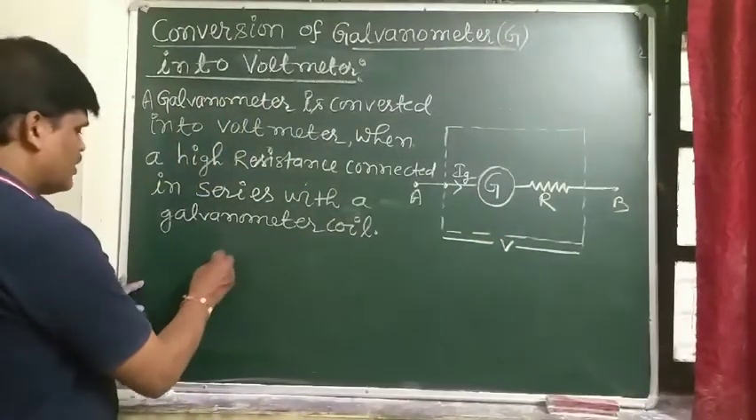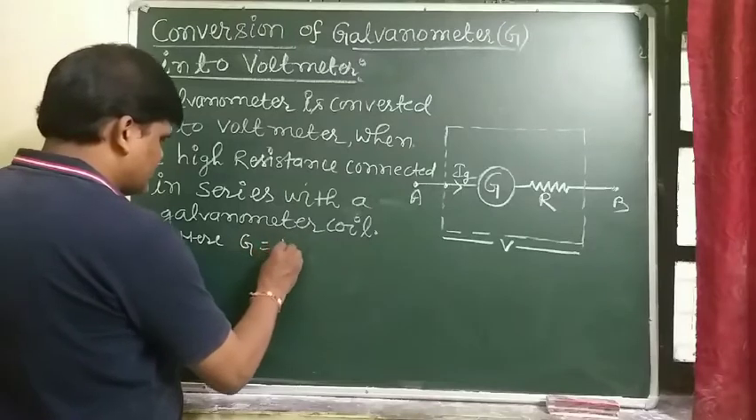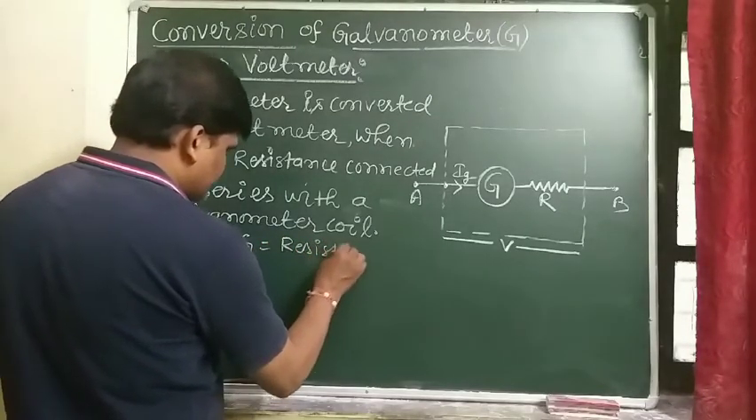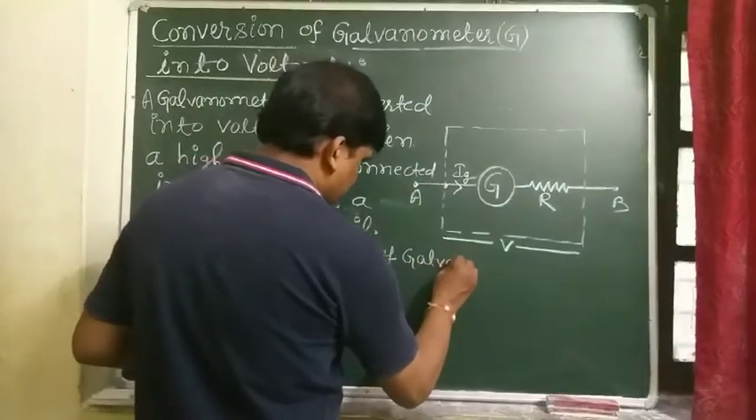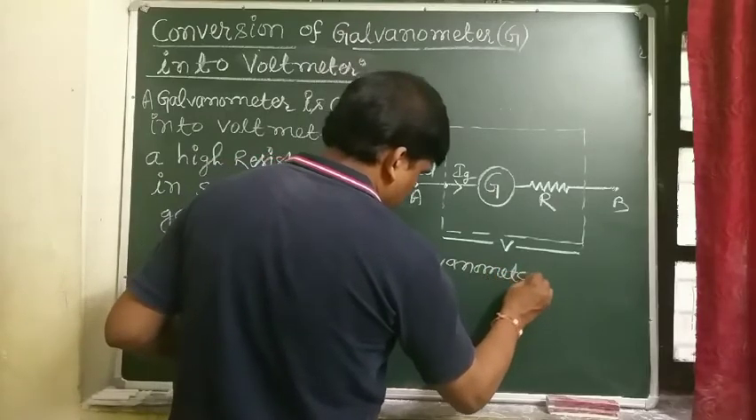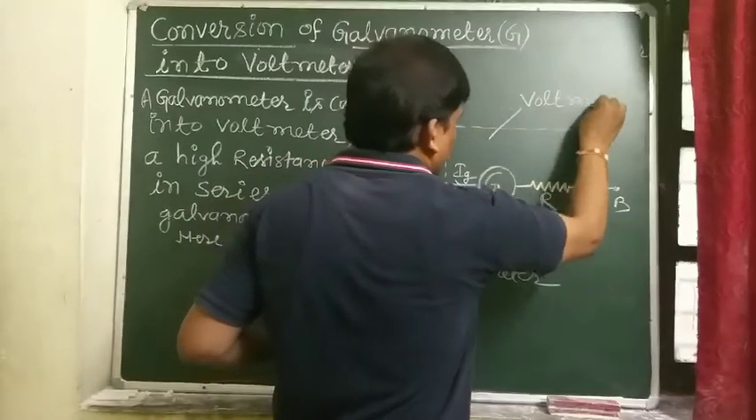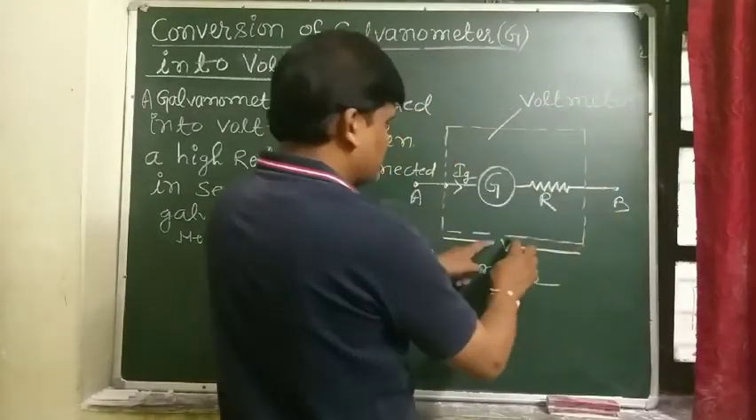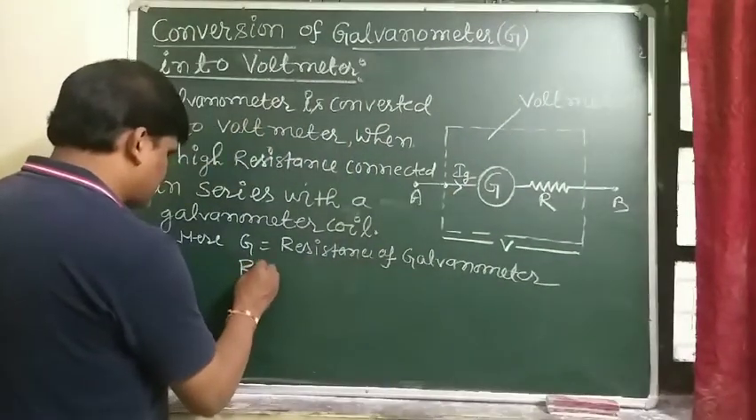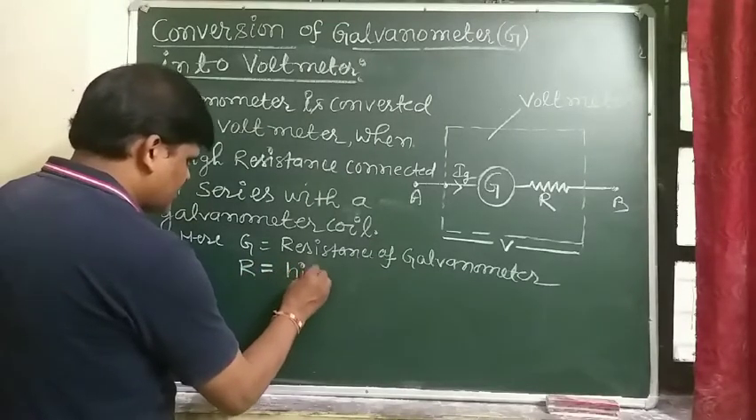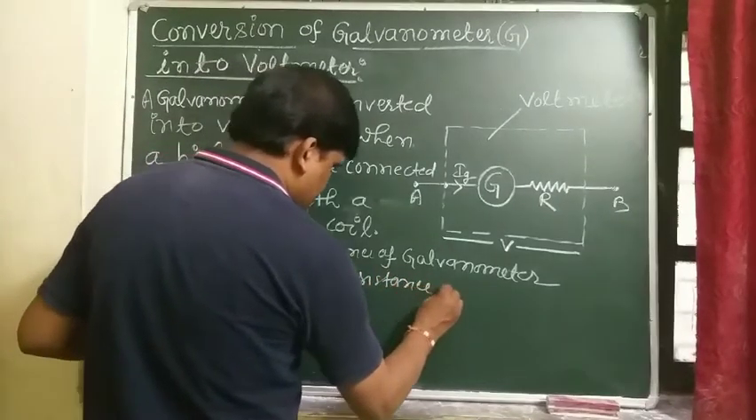So here G is the resistance of the galvanometer, and this is the voltmeter. This arrangement is known as a voltmeter. So G is the resistance of the galvanometer, and R is the high resistance connected in series.